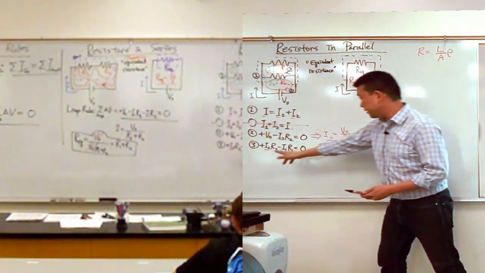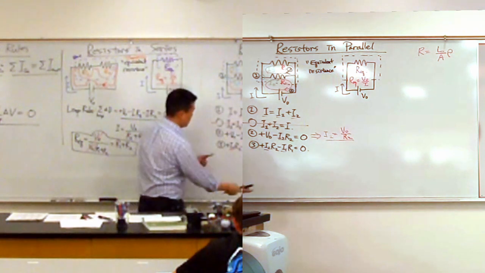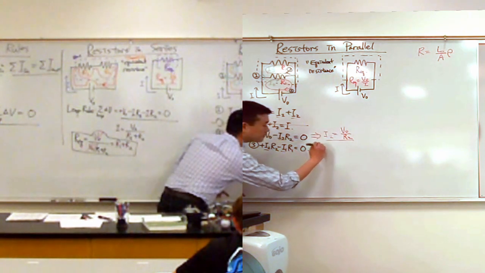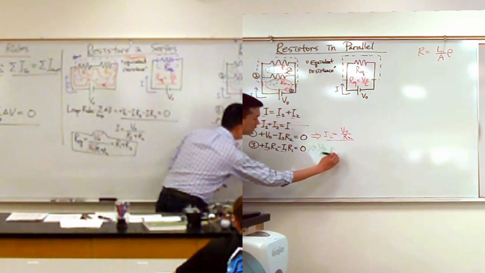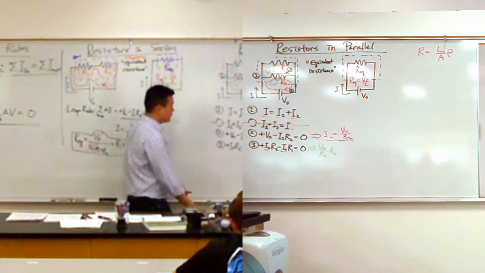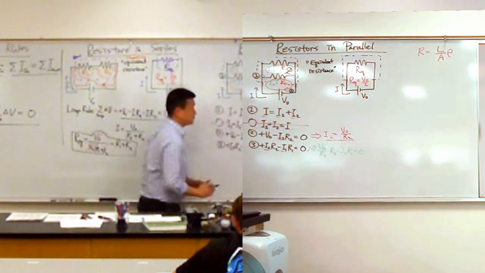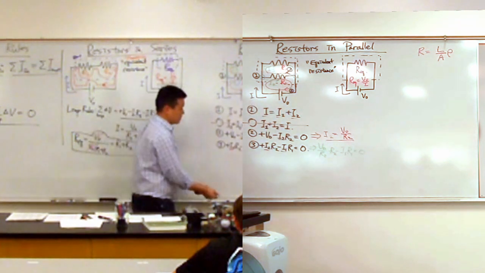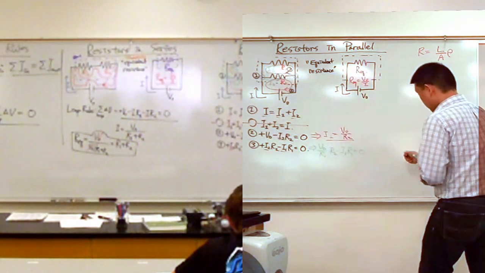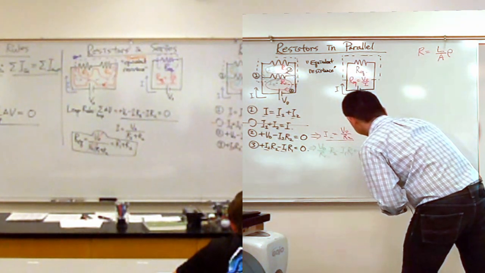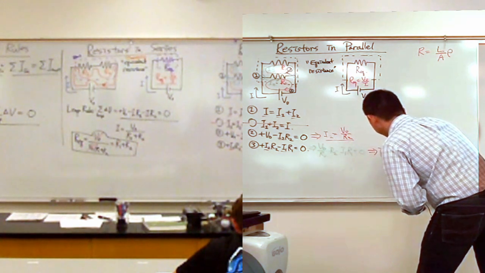So I plug this in here to get the intermediate expression: V0 over R2 for I2 here, times R2, oh wait, that's just the V0, minus I1 R1 is equal to 0. So these R2s cancel out. So I get a nice simple expression for I1. I1 is going to be V0 divided by R1. V0 over R1.